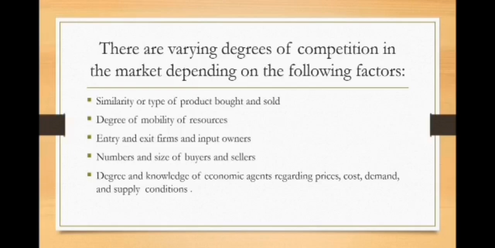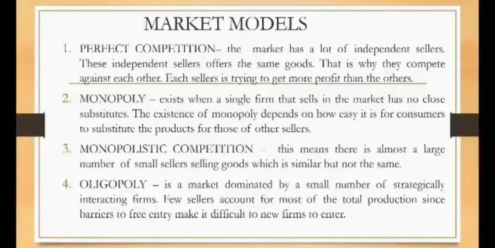Fourth, numbers and size of buyers and sellers. The number of buyers and sellers of a commodity in the market indicates their influence on the price of the commodity. The number of sellers directly affects the number of choices consumers can make. Lastly is the degree of knowledge of economic agents regarding prices, cost, demand, and supply conditions. So next is market models.